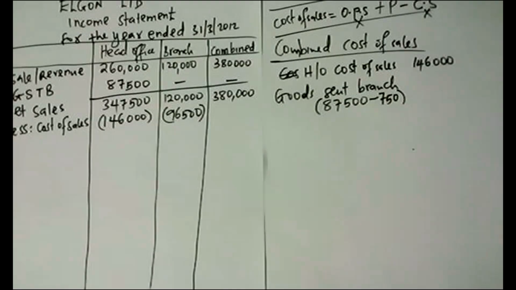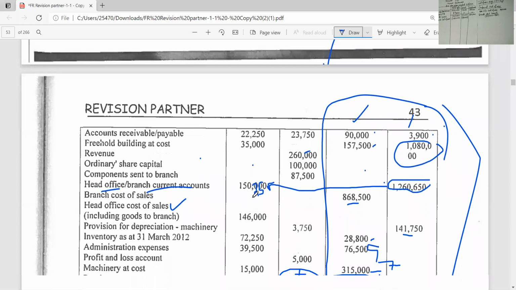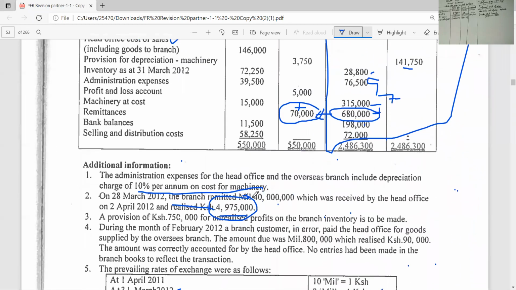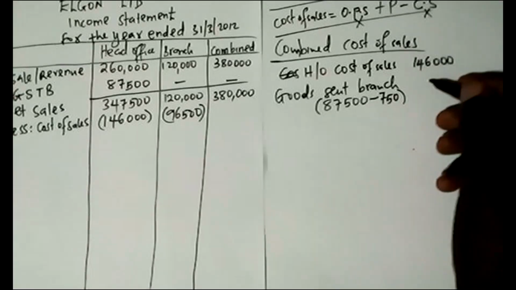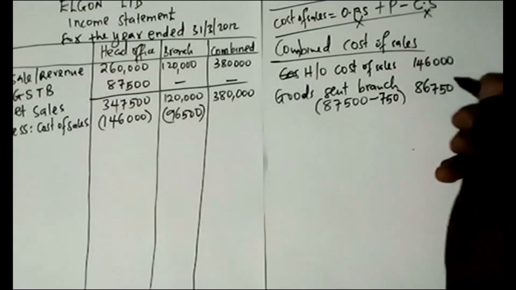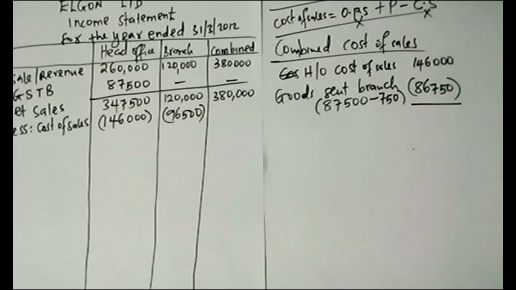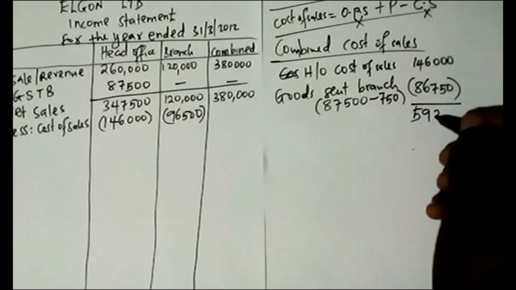So if the goods have not been resold, which they never mentioned, they gave us a provision. The provision will cater for the profit which the branch will never realize due to the goods received from the head office, which were never resold. So there's this provision under note 3, and we need to reduce that. If I reduce that one, I'm getting 86,750. So if I subtract, as I said earlier, I'm getting 59,250.